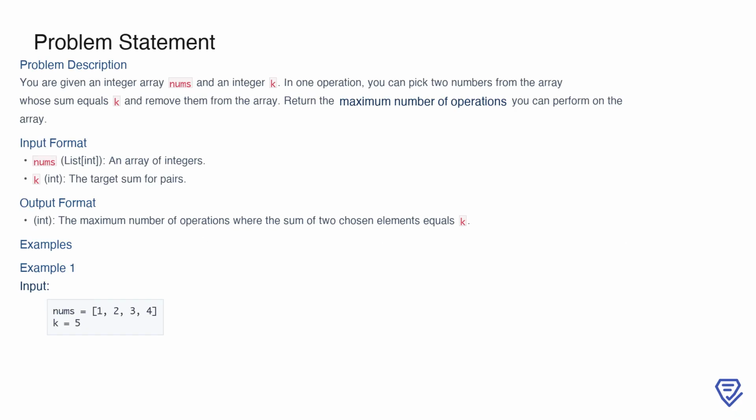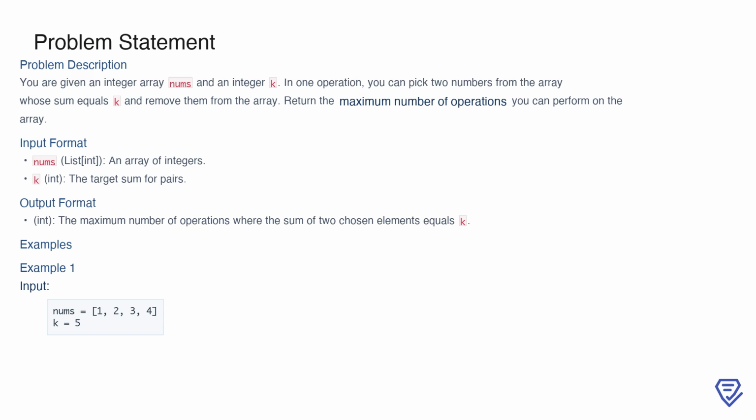In this problem, you're given an integer array called nums and another integer k. The goal is to perform a series of operations where, in each operation, you select two numbers from the array that add up to k and remove them from the array. The task is to determine the maximum number of such operations you can perform.